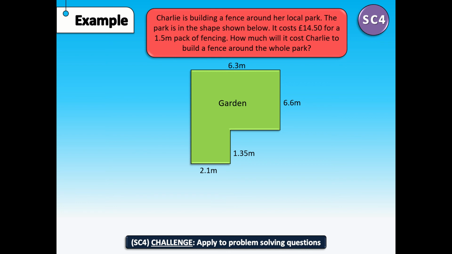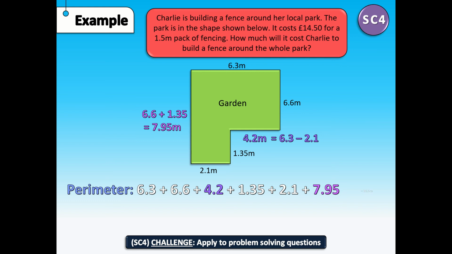So we want to find the perimeter of the park first of all. So we need to work out the perimeter. So we find the missing sides. So that side is 7.95 meters. And this side is 4.2 meters. So the total perimeter is going to be 28.5 meters.